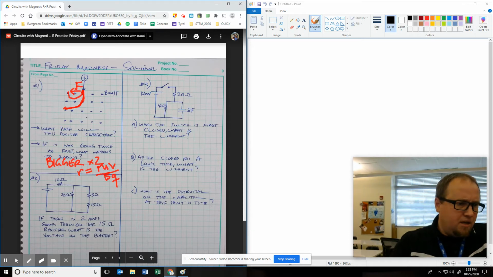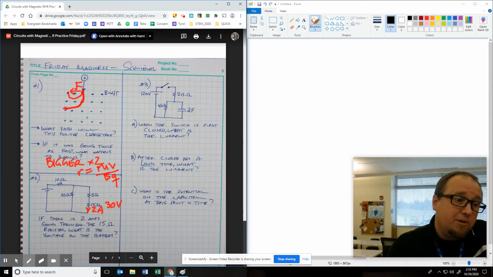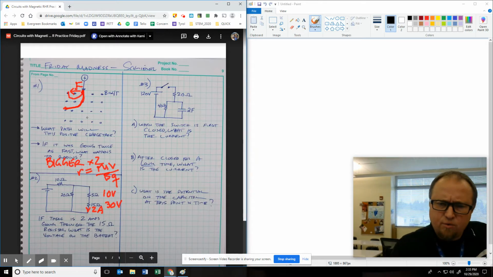All right, number 2. If there's 2 amps going through the 15 ohms, I'm just going to draw that. There's 2 amps going here. What is the voltage on the battery? So if there's 2 amps, that means right here, this is a potential of 30. But the one above it would be 10 because they're in series. So together, both of those on that side are 40.